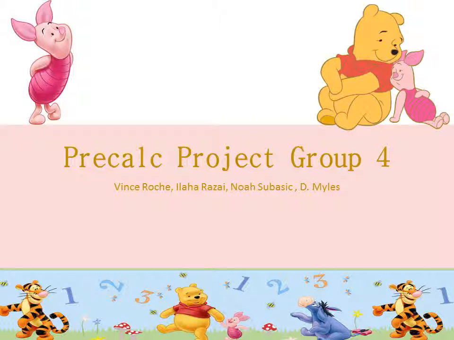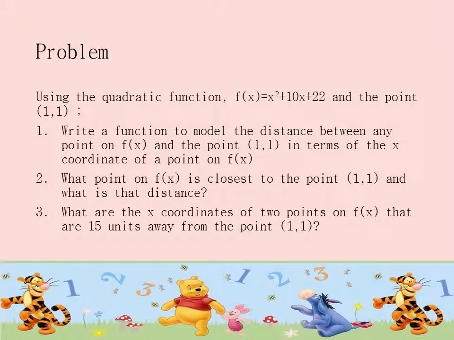Our group was given problem 4. Using the quadratic function f of x equals x squared plus 10x plus 22 and the point (1, 1): 1. Write a function to model the distance between any point on f of x and the point (1, 1) in terms of the x-coordinate of a point on f of x. 2. What point on f of x is closest to the point (1, 1) and what is that distance?